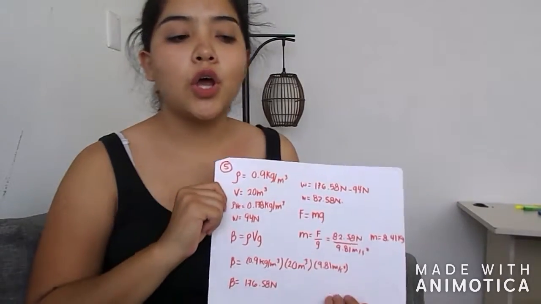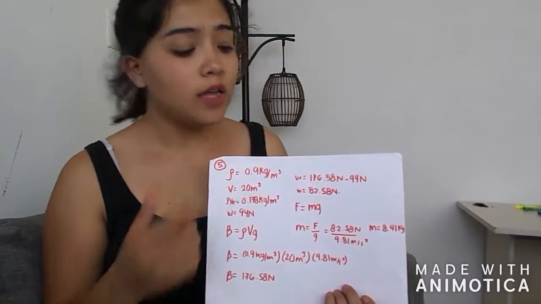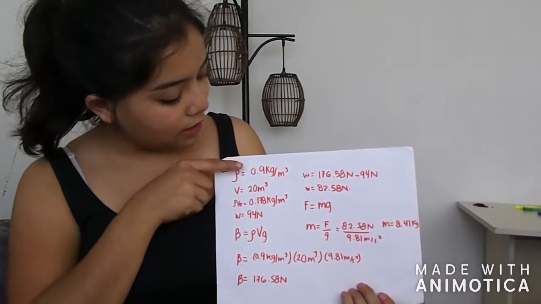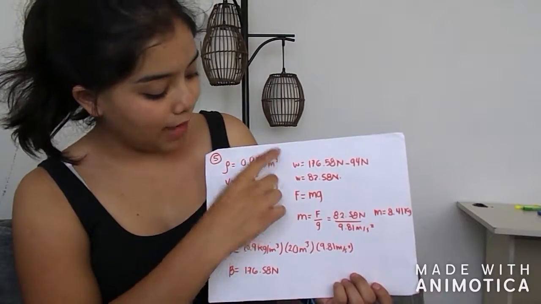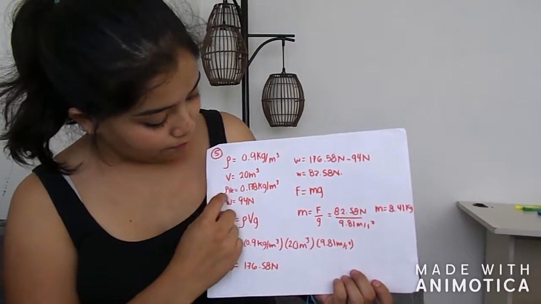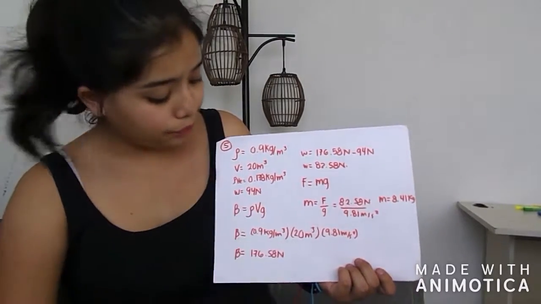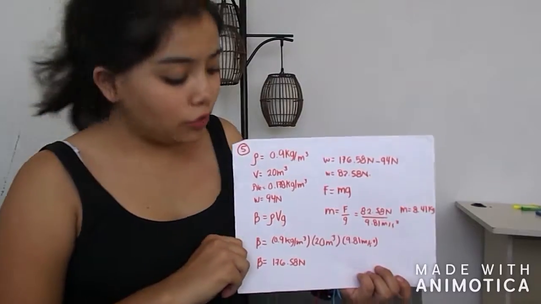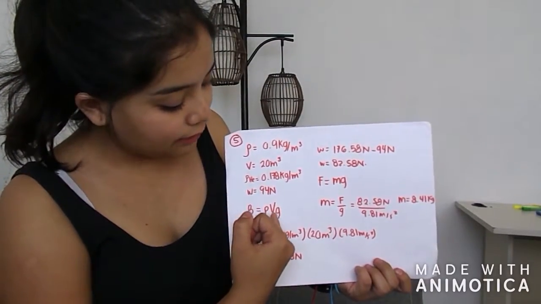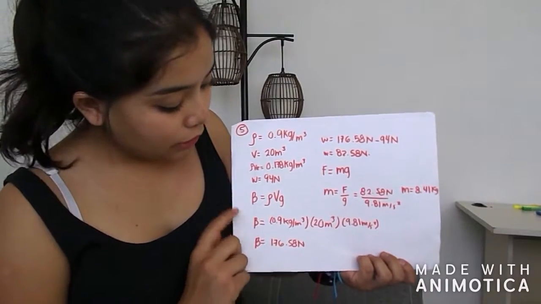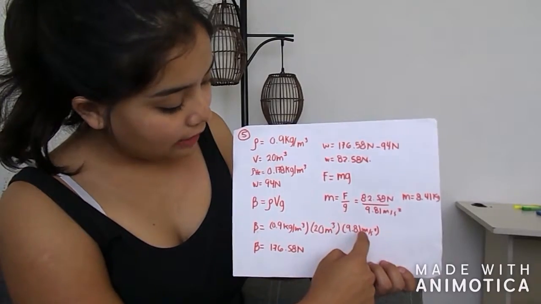They are asking us how much weight a globe can take. So we have the data: the density of the air at some altitude, the volume, the density of the helium, and the weight. The formula that we need to use is the buoyancy force, which is density times volume times gravity. We substitute with our data: the density of the air, then the volume, then the gravity.